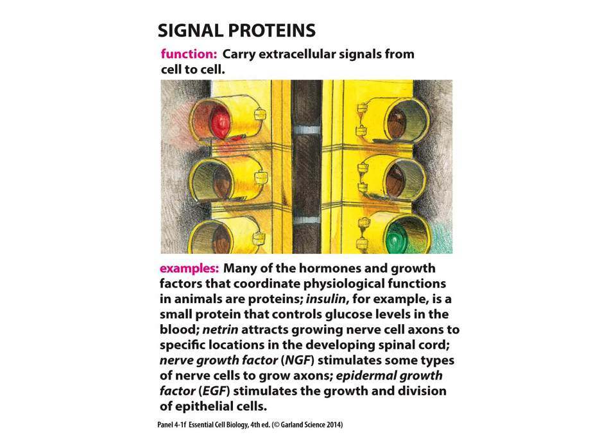We can also have growth factors, like nerve growth factors that allow for nerve cells to grow axons, or epidermal growth factor that causes growth and division of epithelial cells. So again, these all would be important proteins in cell signaling in these different types of cells.